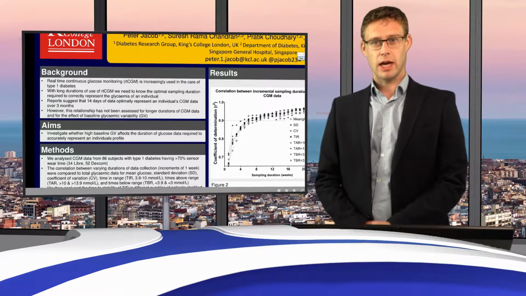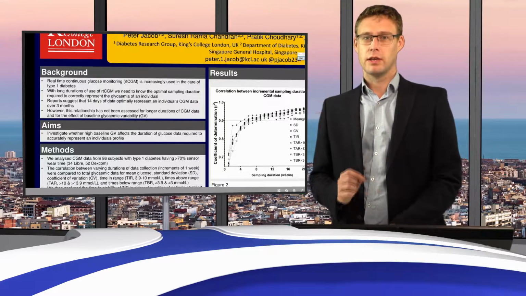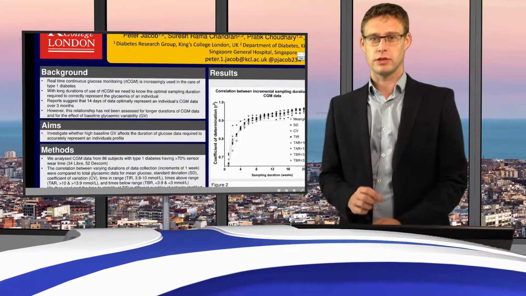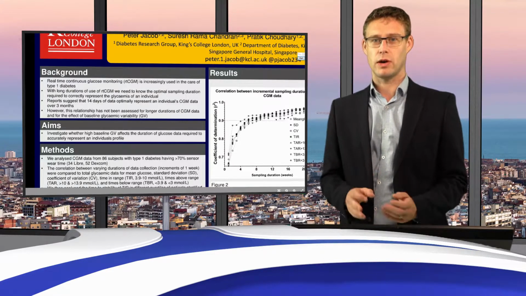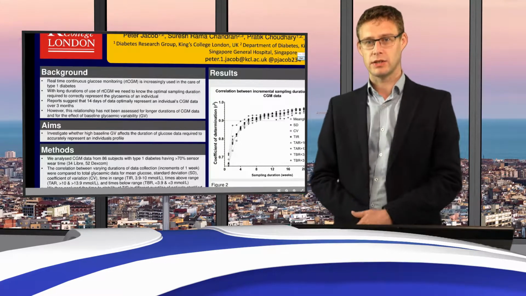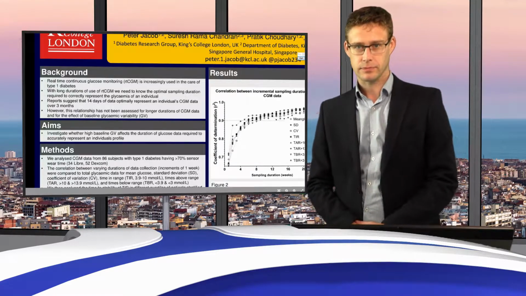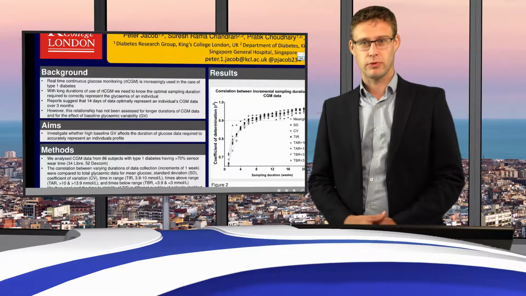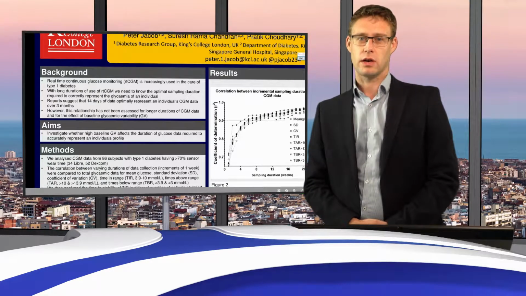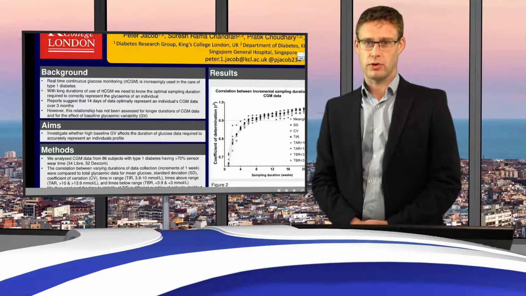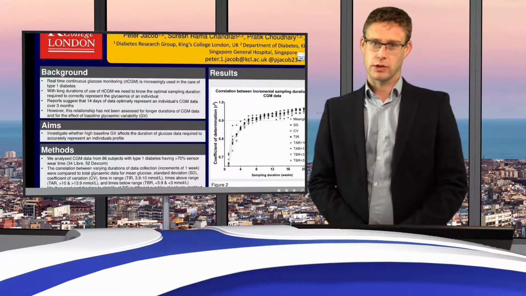To do this, our aim was to quantify the total duration of CGM required to achieve a stable correlation with the individual's full data set. And we wanted to do this with a preset R-squared value of greater than 0.9 in a real-world cohort.